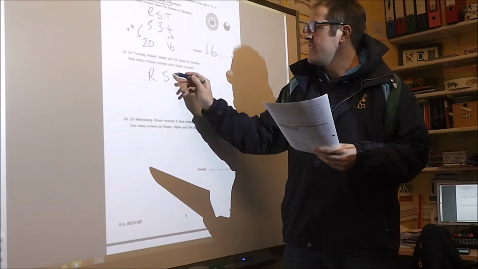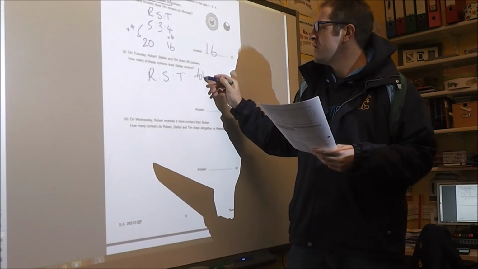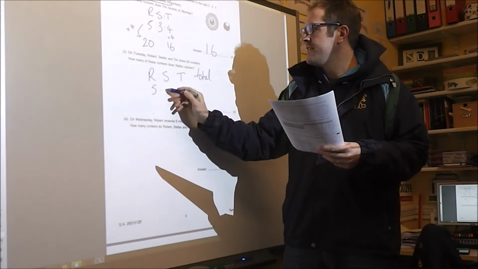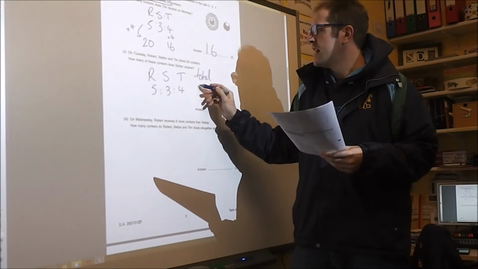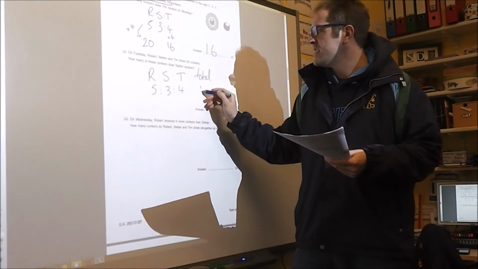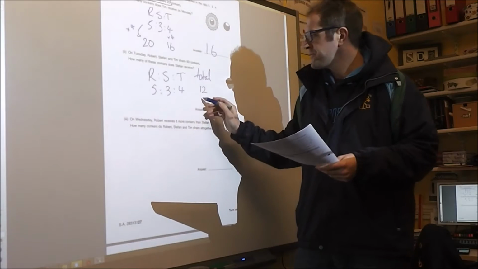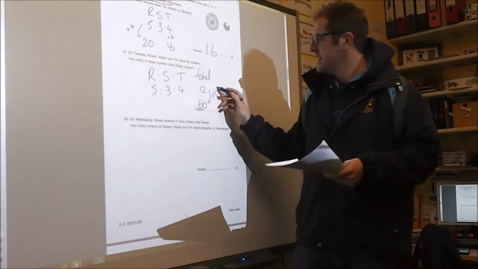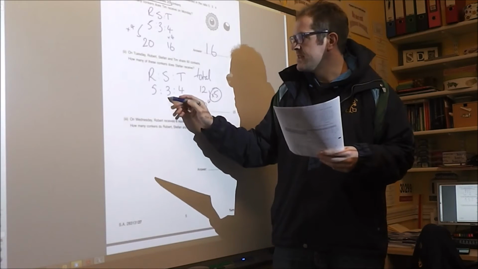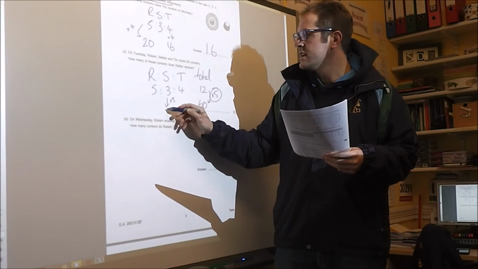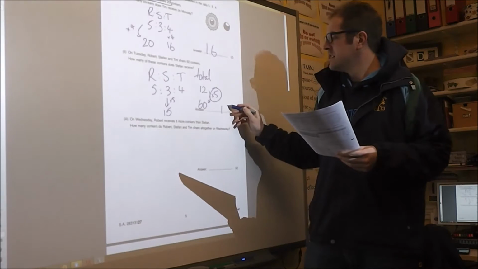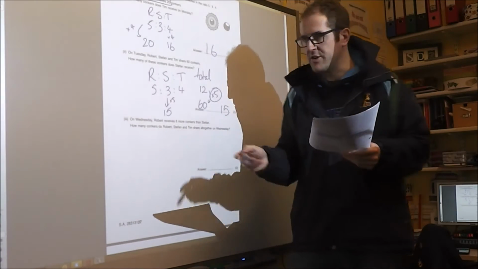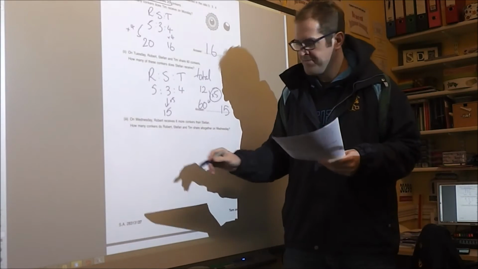So this is a sharing question, so we'll need a total column. So it's 5 to 3 to 4, and the total, adding up the parts of the ratio, is 12. The total needs to be 60, so the multiplier is 5, which means that Stefan gets 15 conkers by using the total for the multiplier there.